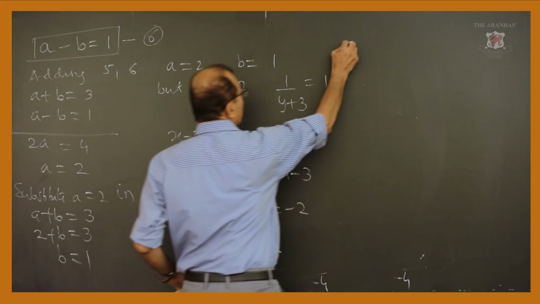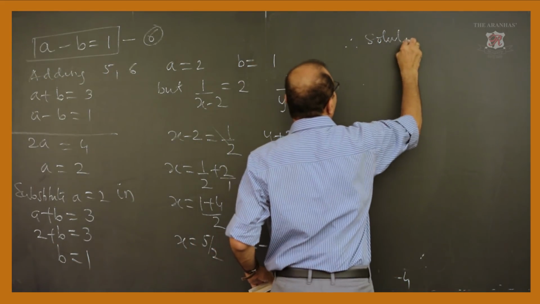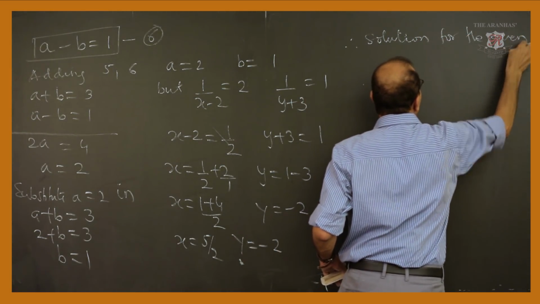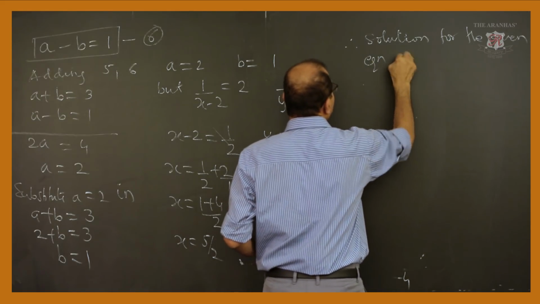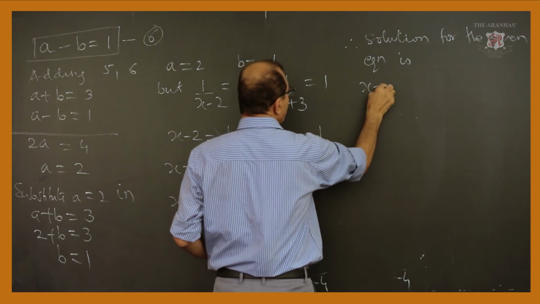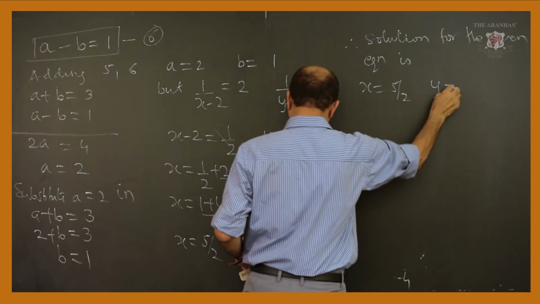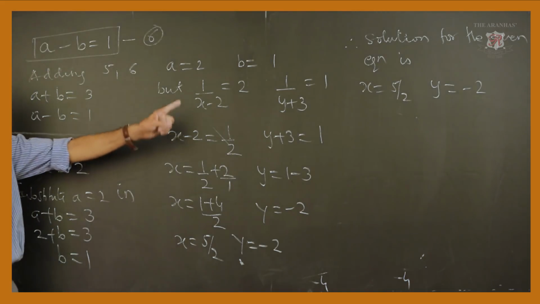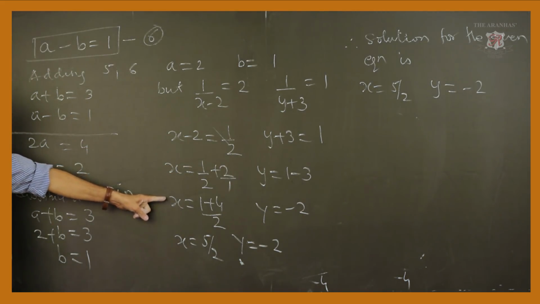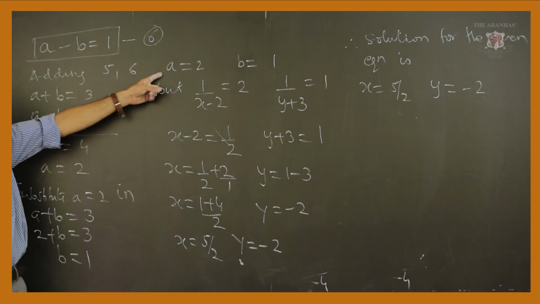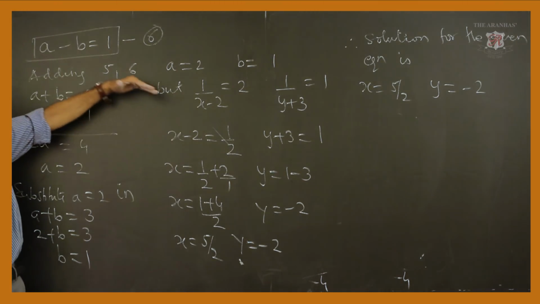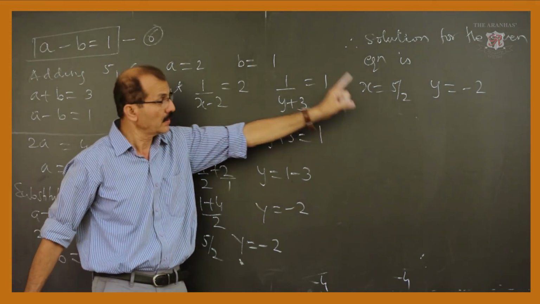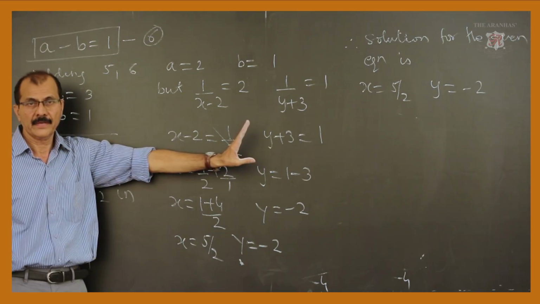Therefore, the solution for the given equation is x equal to 5 by 2 and y is equal to minus 2. So this completes the sum. So don't forget that after getting the values of a and b, it is not complete. You have to further re-substitute for a and b and get the values of x and y. So that completes the sum, right?